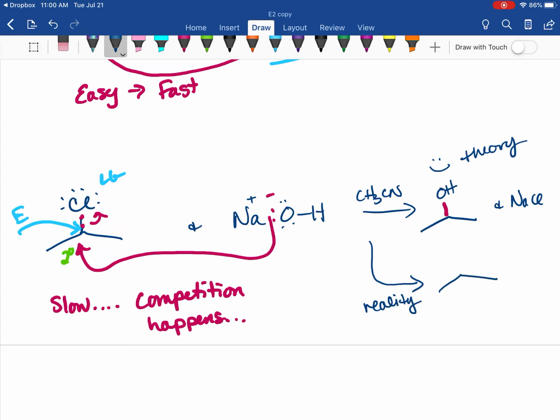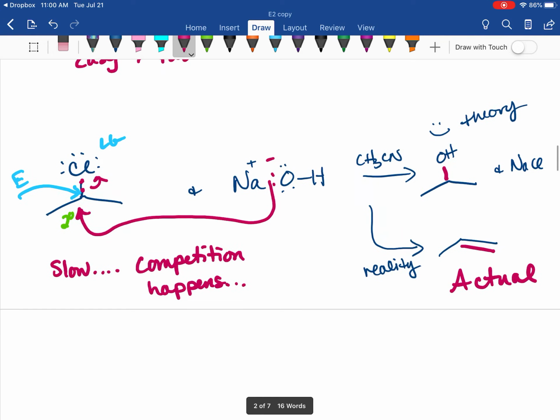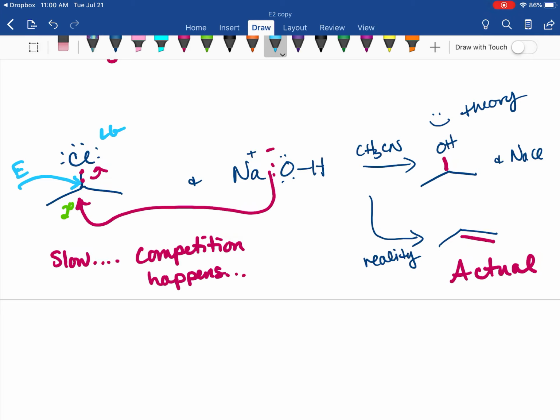Only, in fact, when you actually do this reaction, what you make is something entirely different. Okay, so the first time this reaction was done, I'm sure this was a shocker. Well, wait a second. Why did you actually make this? And what in the heck is it versus that SN2? Well, this is where competition happens.